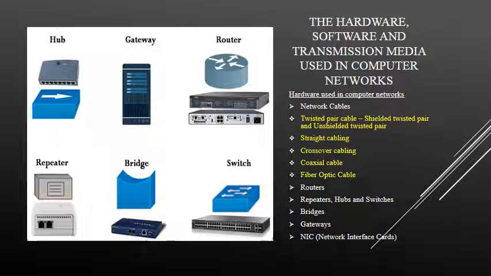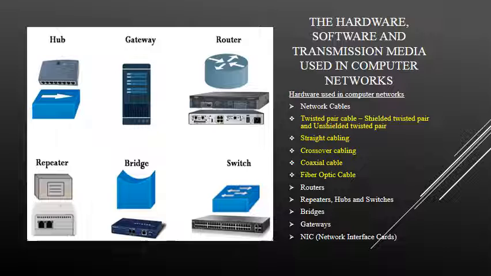The hardware, software, and transmission media used in computer networks. Hardware used in computer networks. Network cables. Twisted pair cable. The shielded twisted pair and unshielded twisted pair types. Straight cabling. Crossover cabling. Coaxial cabling. Fiber optic cable. Routers, repeaters, hubs and switches. Bridges, gateways, and network interface cards.